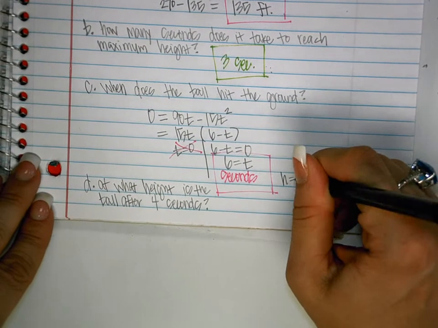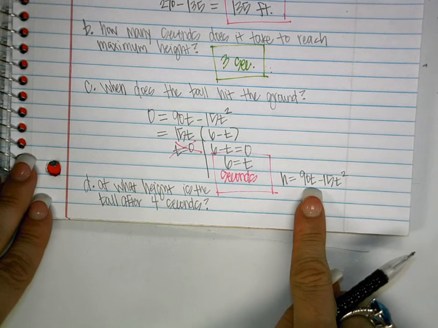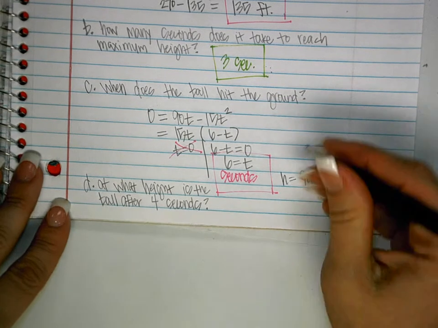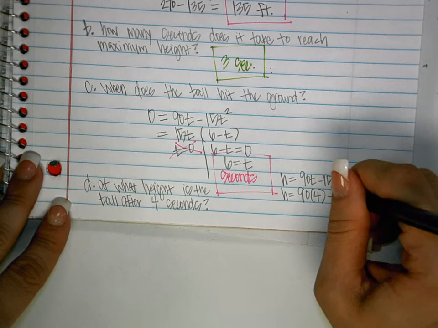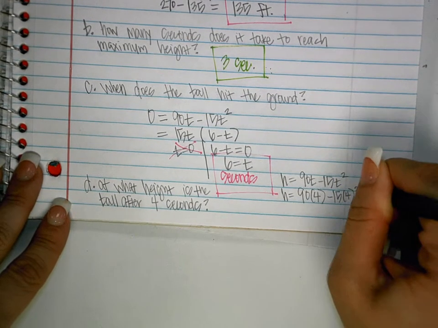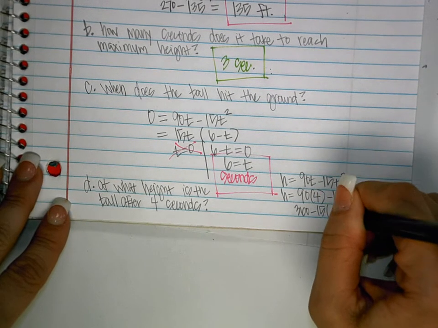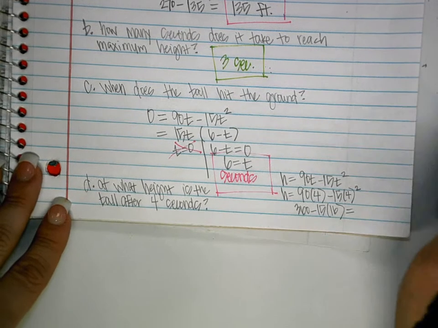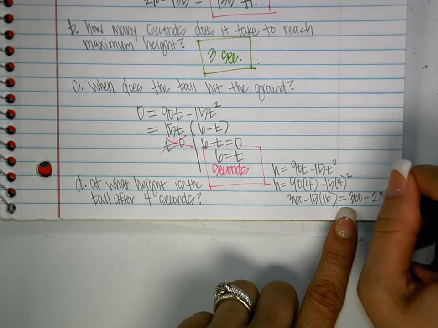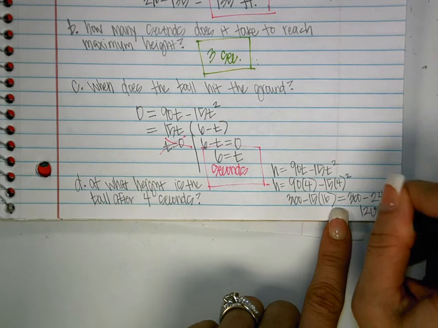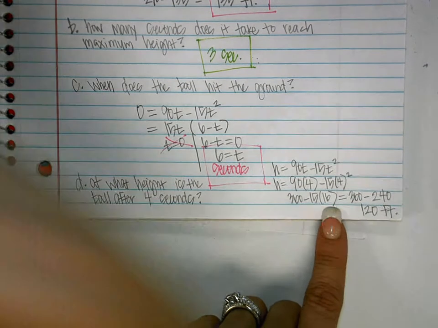So h equals 90t minus 15t squared. Time is time. T stands for time. So plug in 4. So what is the height at 4 seconds? So 90 times 4 minus 15 times 4 squared. If we work that out, we got 360 minus 15 times 16. Sorry, I'm running out of room. That's 360 minus 15 times 16 gives you 240. So your height is 120, and it's 120 what? Feet.